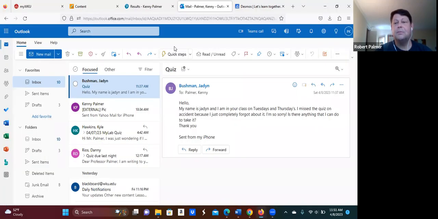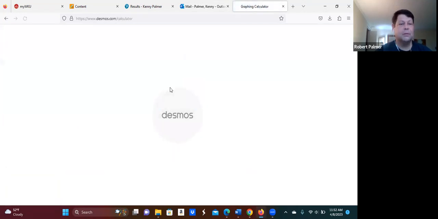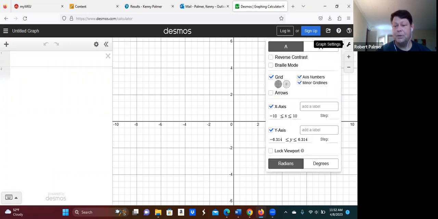Go to Desmos. One thing you need to make sure of, since you're going to be in degrees, is to switch to degree mode in Desmos. Go over to the upper right corner, click on the wrench, click on degrees, and make sure you're in degree mode. Otherwise, it will read those angles as radians, which will give you a wrong answer.